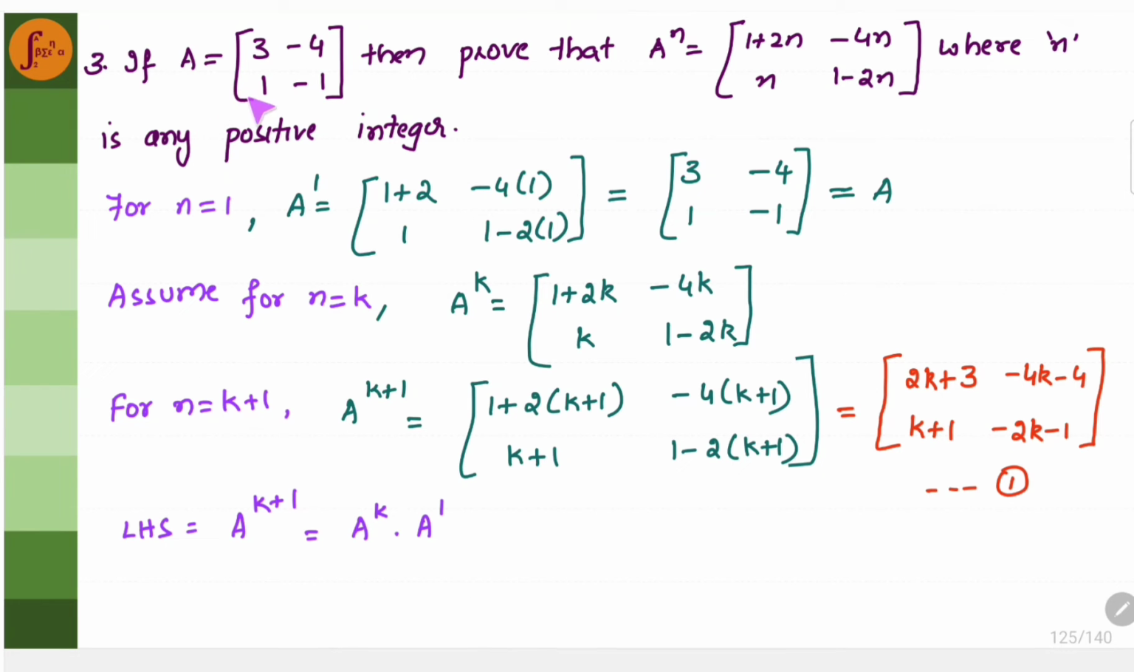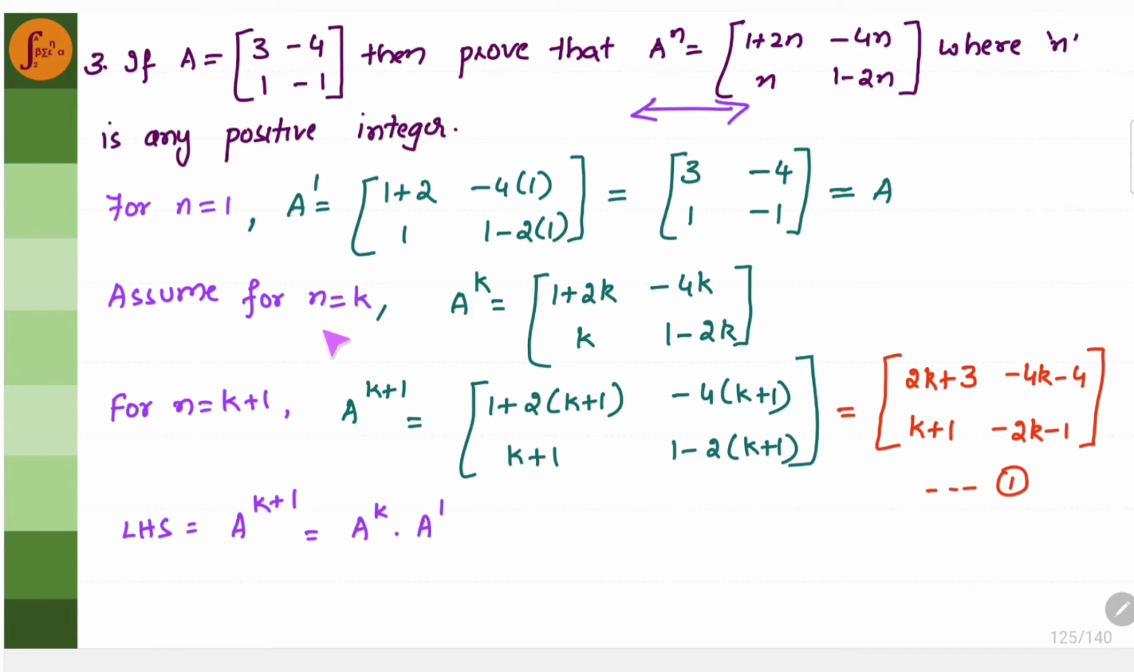Let's take another example. If A is this particular matrix, prove that a to the power n is equal to this matrix, where n is a positive integer, any positive integer. Step 1, for n is equal to 1, put n as 1 here. So you get a to the power 1 is equal to, substitute n as 1, so you'll get this matrix. What is this matrix? Same as this matrix, right? Therefore, for n is equal to 1, this equality is correct.